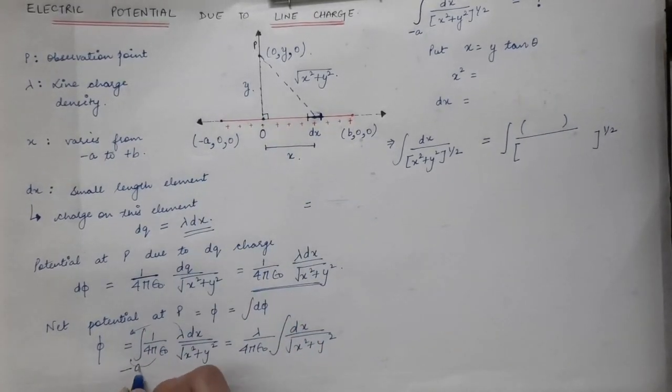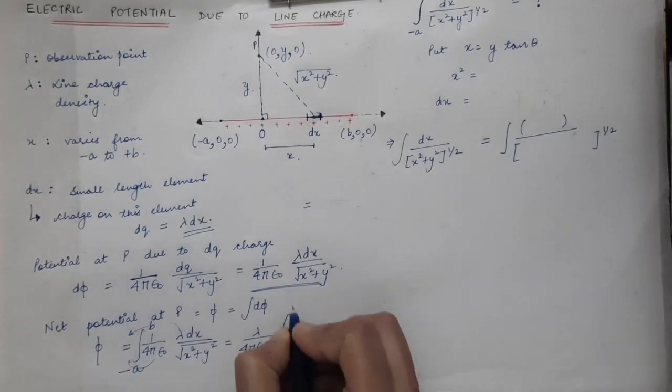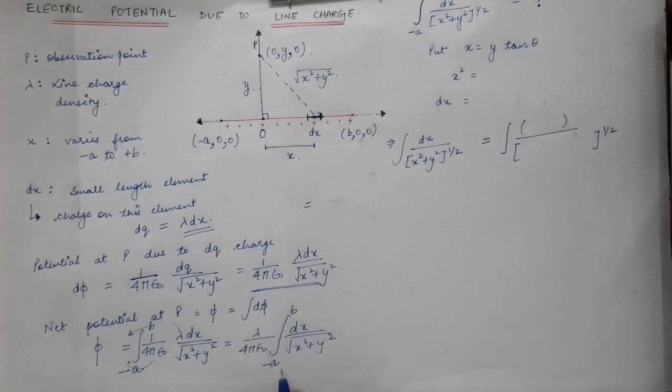It varies from minus a to b. So when you are doing the integration, you must write the lower and the upper limit of x in this particular derivation. And over here also, you must write minus a to plus b. Now the main task will be to find this integration.